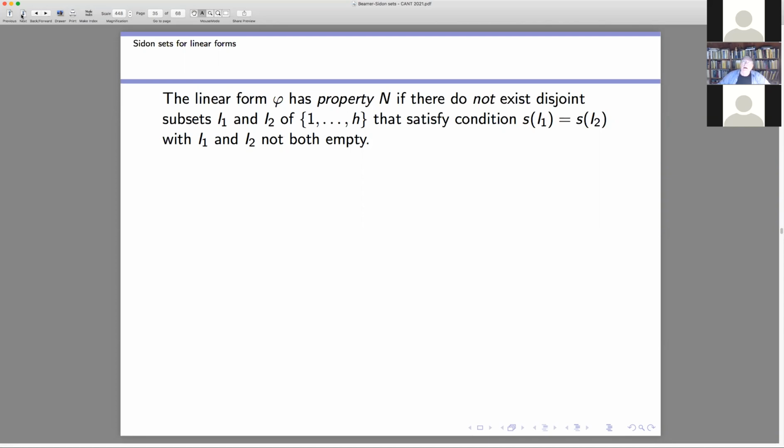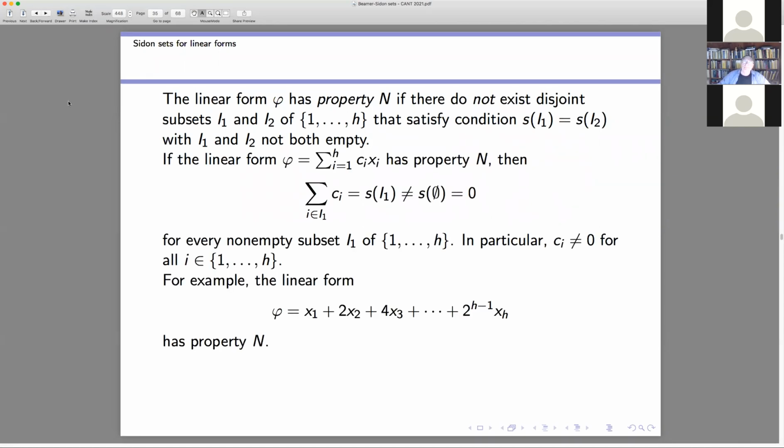So for example, if you take this linear form 1 times x1, 2 times x2, 4 times x3, and so forth, just the powers of 2, the subset sums are distinct. So this has this property N.